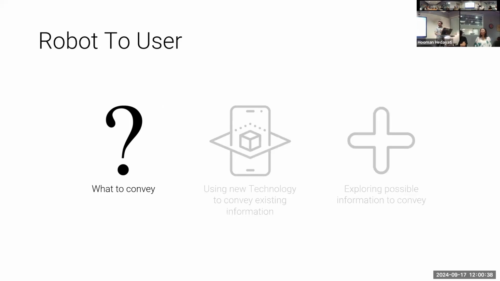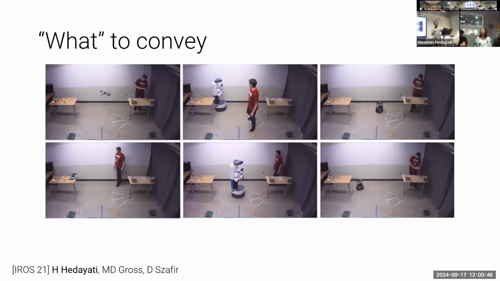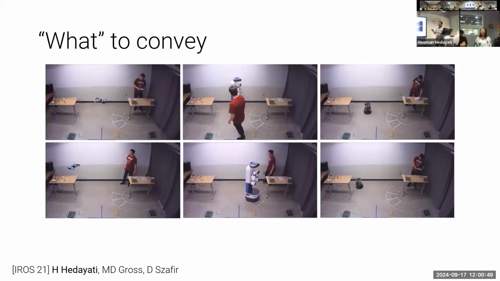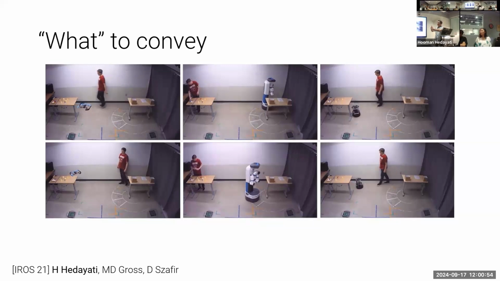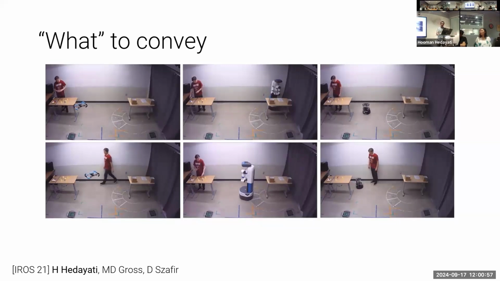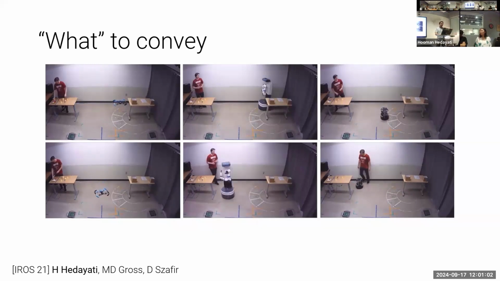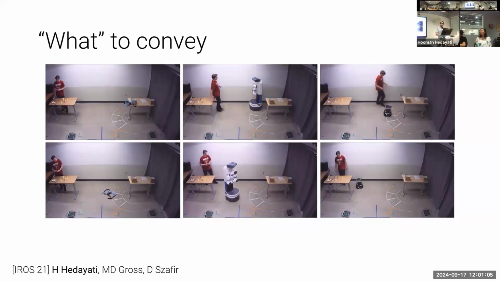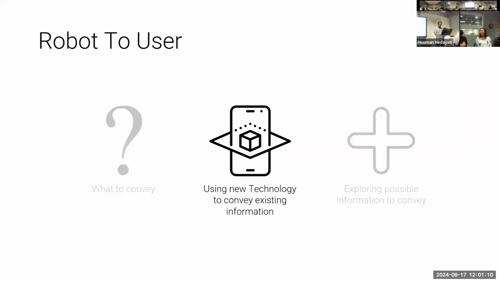So for the first one, we did a study of people working with a robot, and they didn't know what exactly the robot was doing. But after working and doing the task, we asked them what type of information they wanted to know from the robot. So the takeaway here is that we have a list of information that people want to know from a robot. The second is how we can use new technologies to convey that information.